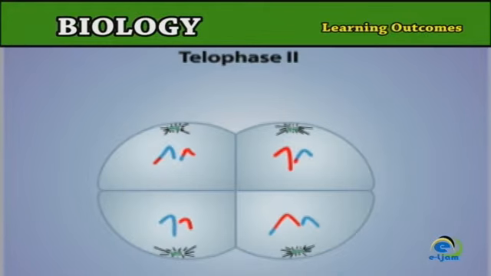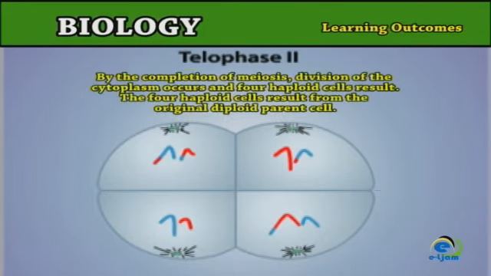During telophase 2, the spindle disappears and the chromosomes become thread-like. New nucleoli and nuclear envelopes form. By the completion of meiosis, division of the cytoplasm occurs and 4 haploid cells result. The 4 haploid cells result from the original diploid parent cell.